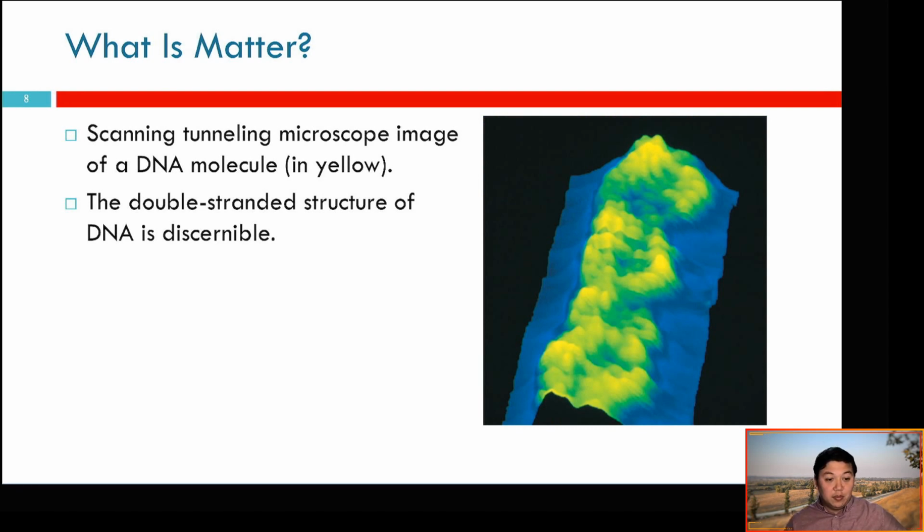We use scanning tunneling microscopes to do things like image DNA. So DNA is like a... let's see if I can draw. DNA is a double helix. It gets kind of this shape, and you can sort of see that here, starting up at the top.